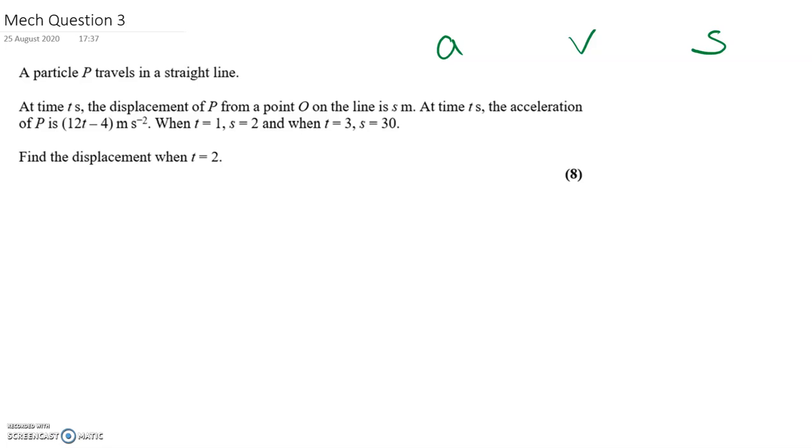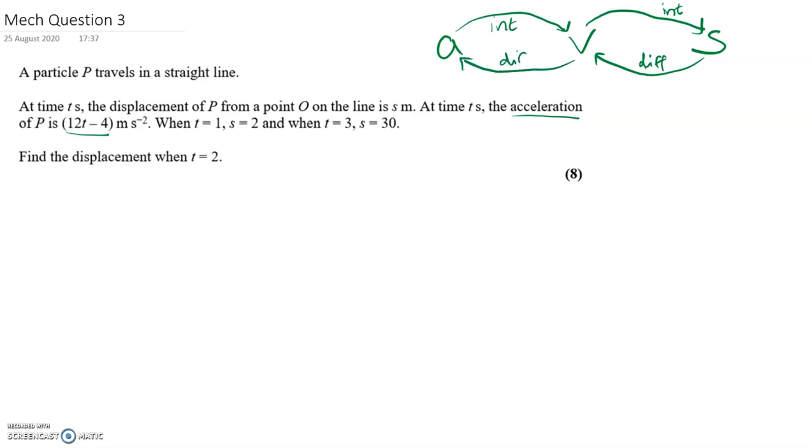So if you have an A expression, like we do here, we've been told acceleration in terms of t, then to get to a velocity expression, we would need to integrate, and to get from a velocity one to a displacement one, we need to integrate. Okay, and the other way round, we differentiate. So long as you remember this, then I think you'll find answering the question easier.